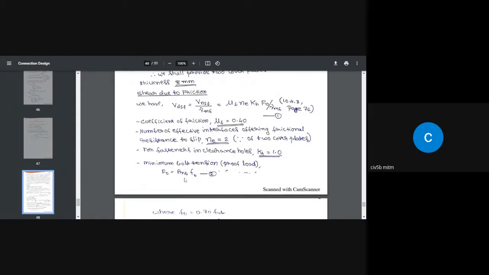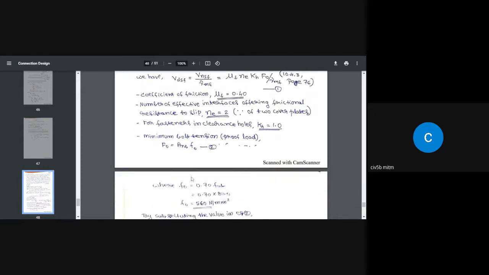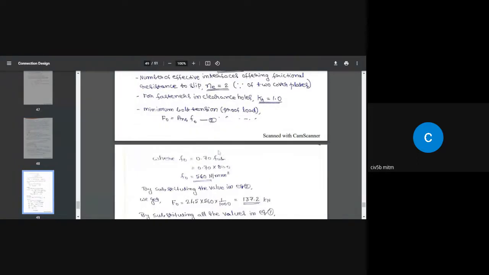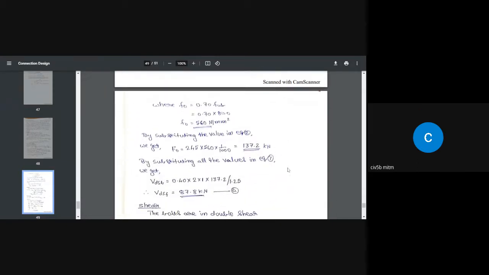Coming to FO value, A and B FO. Okay. A and B FO is where FO equal to 0.70 FUB, which is given in the code book on page number 76 under 10.4.3. So what is FO value? 0.70 FUB. FUB is 800. Find out FO, 560 Newton per millimeter square. Substitute this value in this equation to get FO value, which is 137.2 kilonewton.